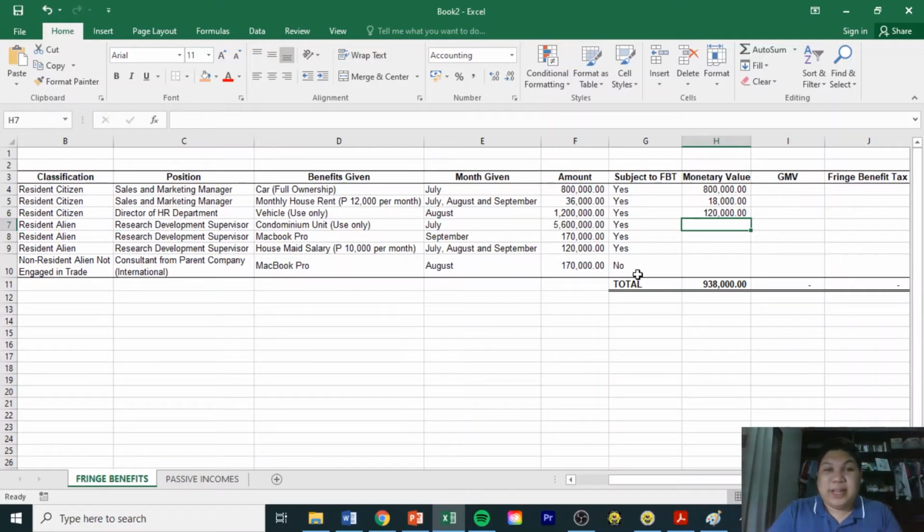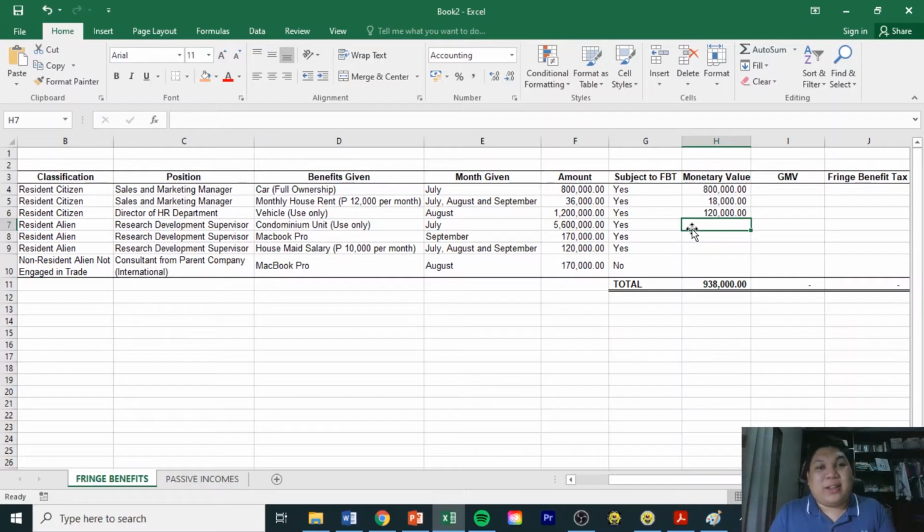Okay, so it's a personal property, and only the use of that property was granted to the taxpayer, to the employee. Therefore, divide that by 5 and divide that again by 2. Hence, this one. Okay? In contrast, the 800 here, we don't have to divide that by 5 and 2 because the entire ownership of the car was given to the employee.